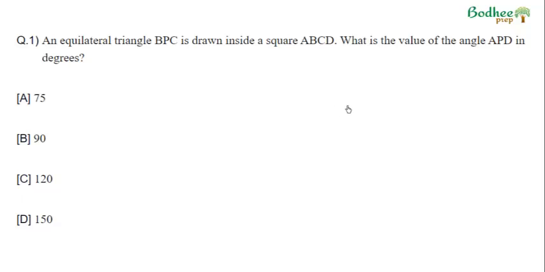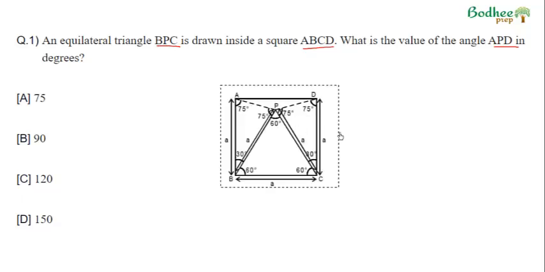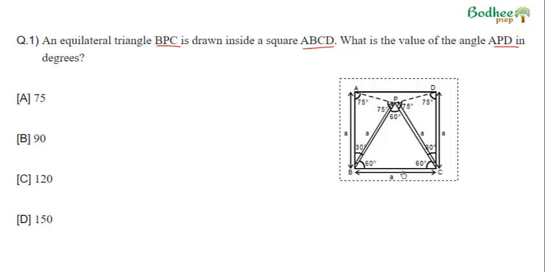Now let's take the first question of this set. It says that an equilateral triangle BPC is drawn inside a square ABCD, and we have to find the value of the angle APD in degrees, right? So the entire system, if we draw, then it will look like this, right? I have already drawn the angles which will be formed. So let me explain it.